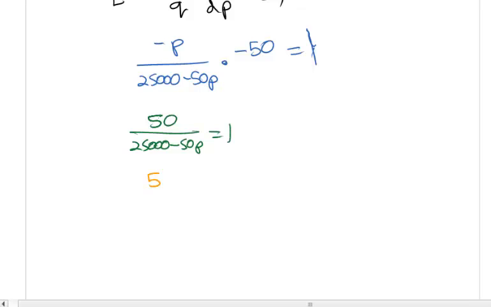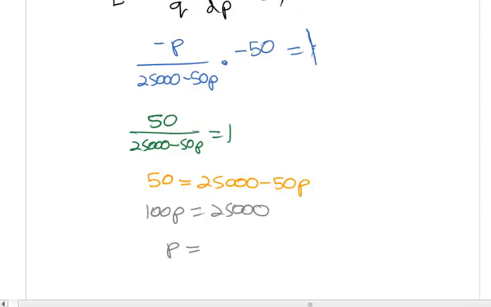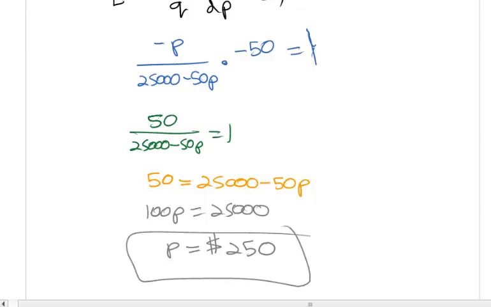Multiply both sides by the denominator, 25,000 minus 50p. Add 50p to both sides, you get 100p equals 25,000, and divide both sides by 100, and the ideal price to maximize our revenue is $250.